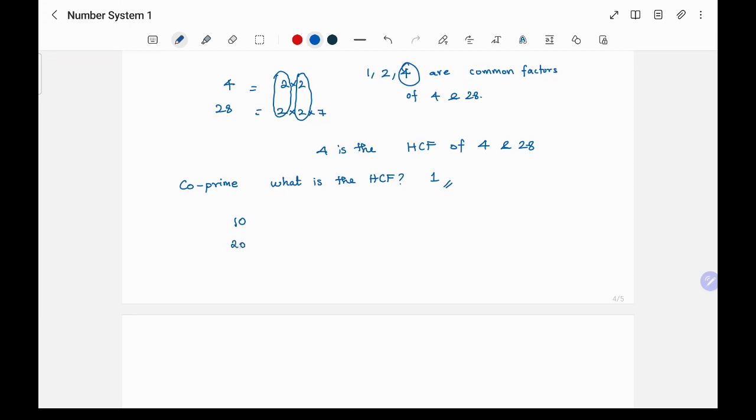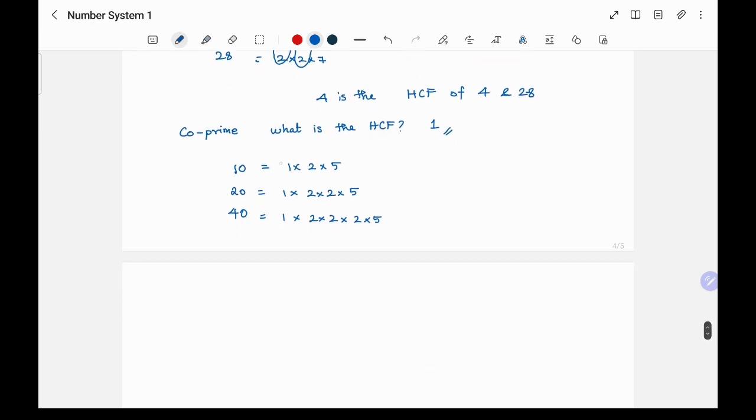10, 20 and 40. So 10 is nothing but 1 into 2 into 5. 20 is 1 into 2 into 2 into 5. 40 is 1 into 2 into 2 into 2 into 5. So now we can try to map. 1 is there everywhere. 2 is there everywhere. 5 is also there everywhere. So this 2, there is no corresponding 2 here. So we can't map it.